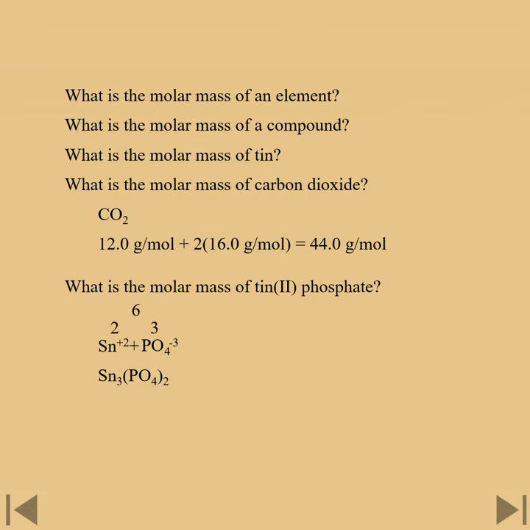But we're not done yet. We're just coming up with a formula. Now the molar mass is the sum of all these elements. So we have 3 tins and 2 phosphorus. And how many oxygens? 2 times 4 for 8 oxygens. Adding up all those molar masses, I come up with 546.1 grams per mole of tin 2 phosphate.